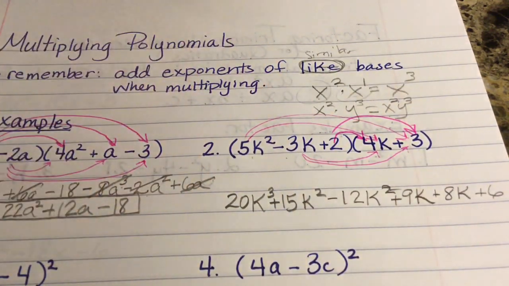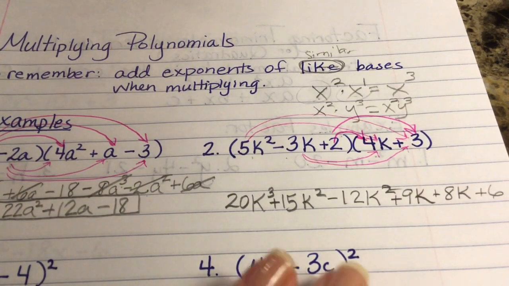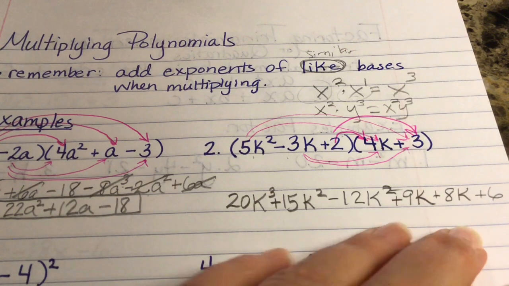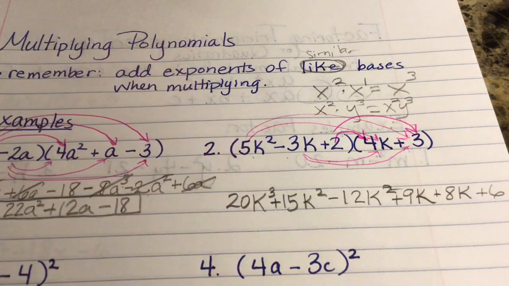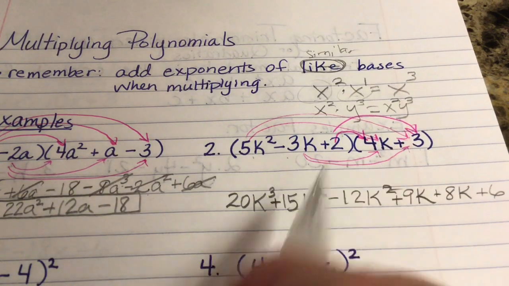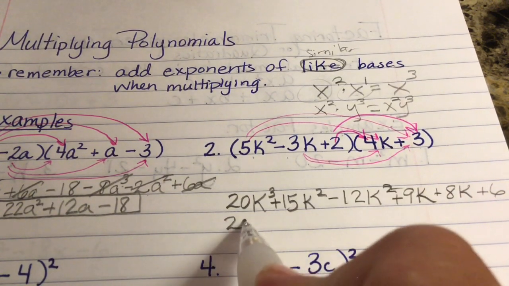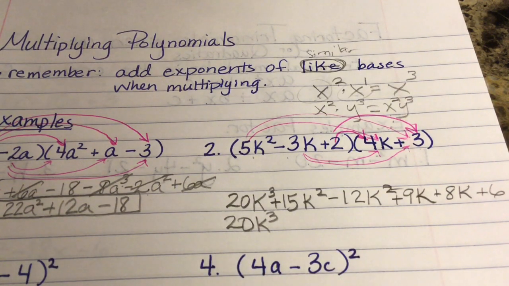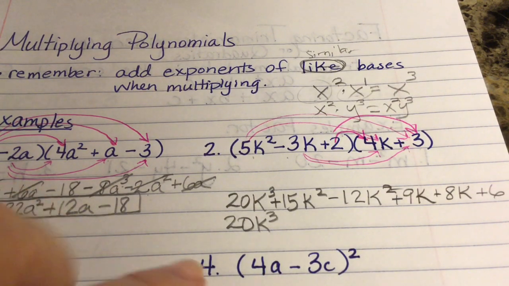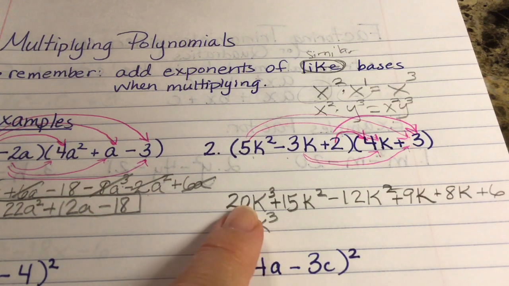And what I like about this, when the binomial was last, if you look, I already have all my like terms together, and I have the largest exponent first. So I like having the binomial second, but it does not matter the order that you multiply. Remember, multiplication is commutative. So whatever the order is, it doesn't matter. You're going to get the same answer.